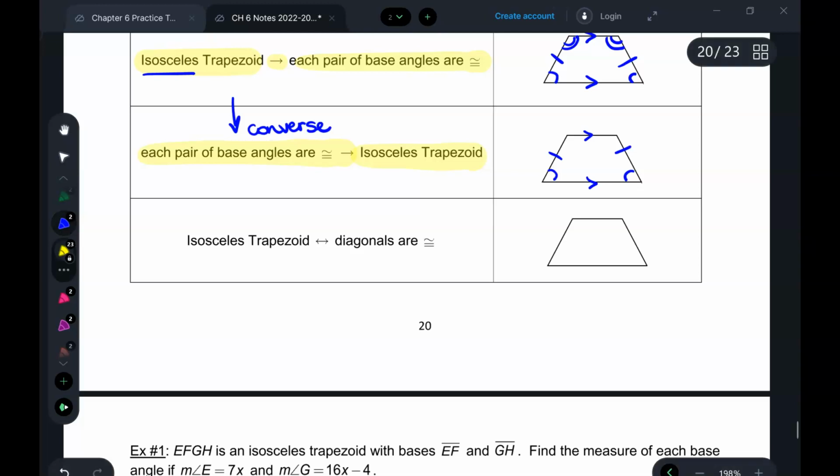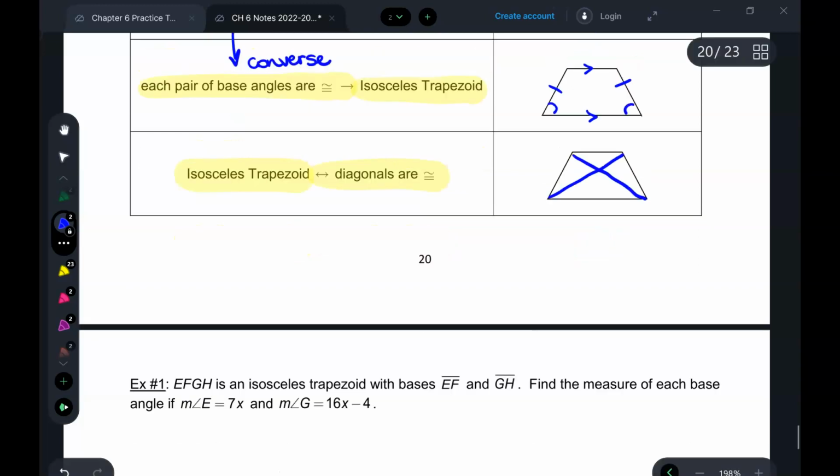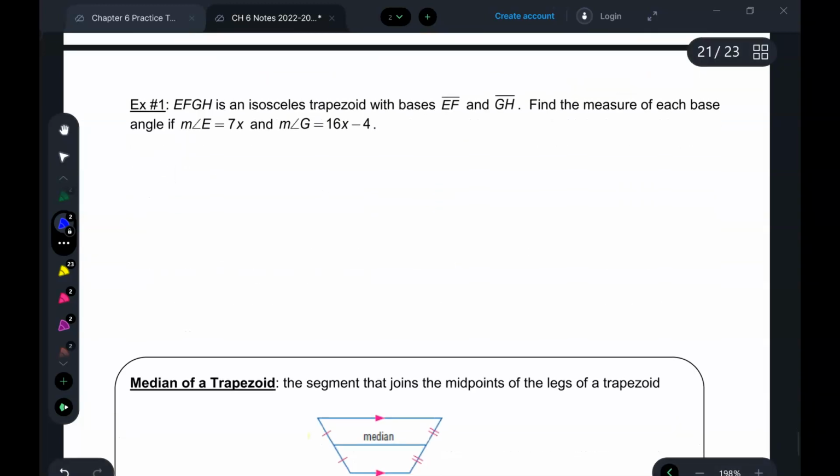Okay, last thing. If we have an isosceles trapezoid, the diagonals are congruent. They don't bisect each other. If they bisected each other, that would make it a parallelogram. But these two segments are going to be congruent to each other. Okay, let's draw an isosceles trapezoid.